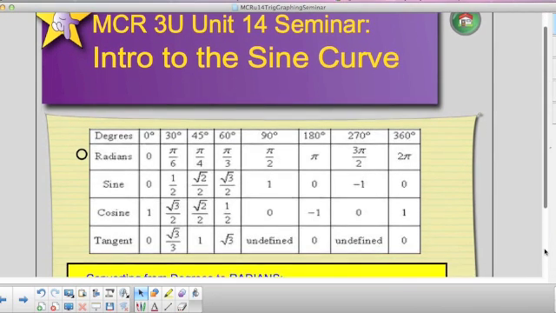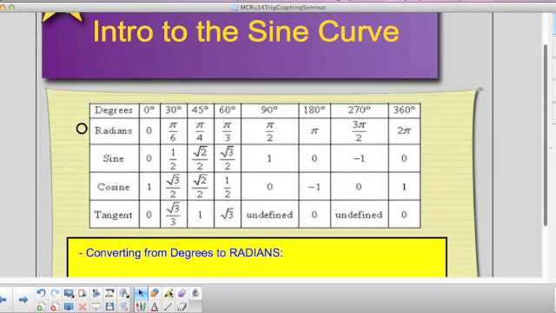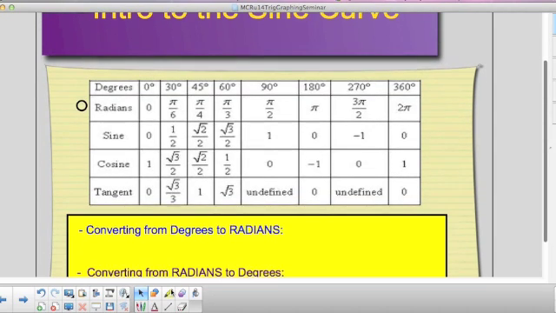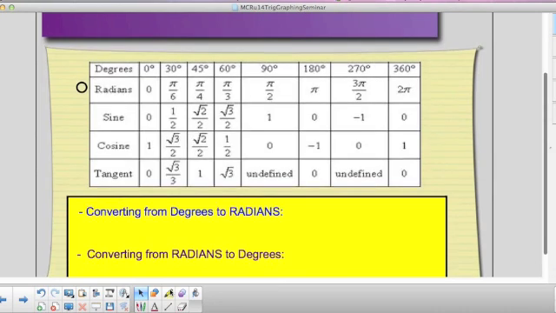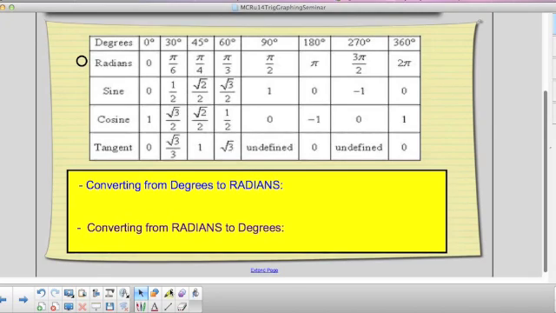So you'll notice that, why is everything running so slow? So I want you to copy down this chart because you don't have it in your unit guide.